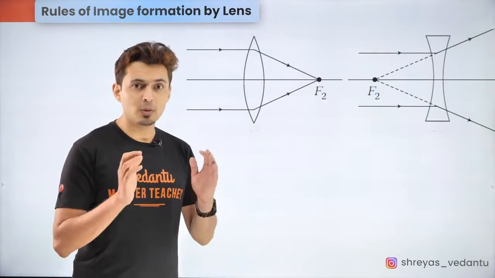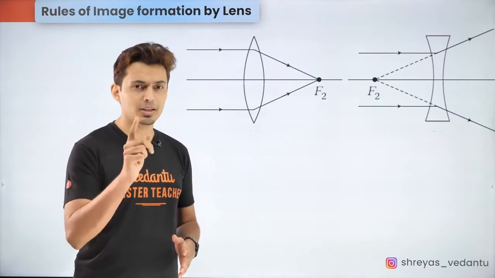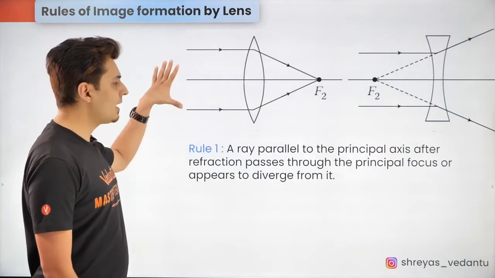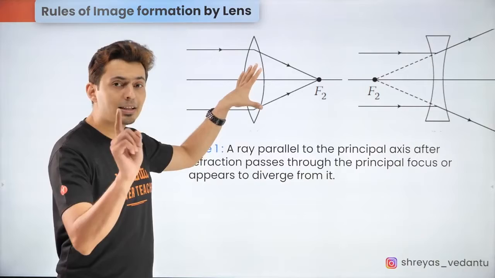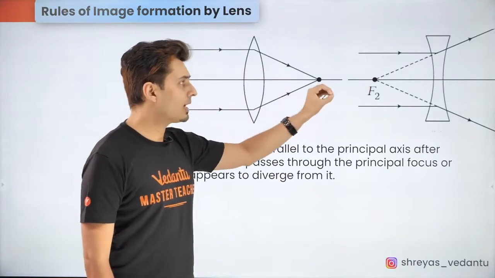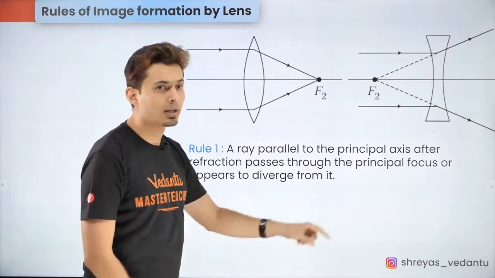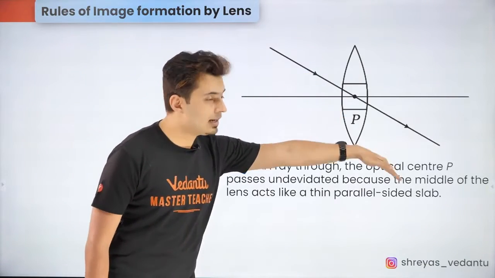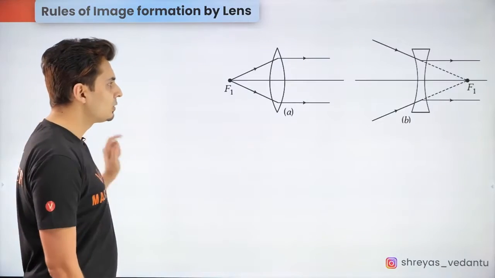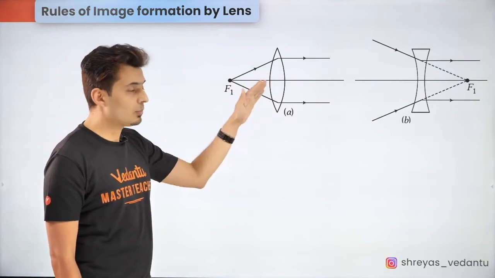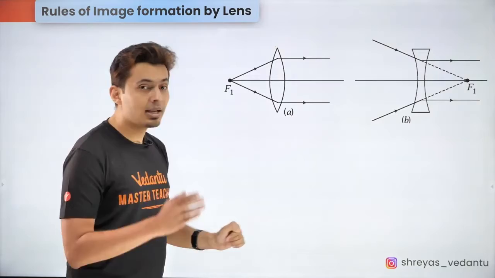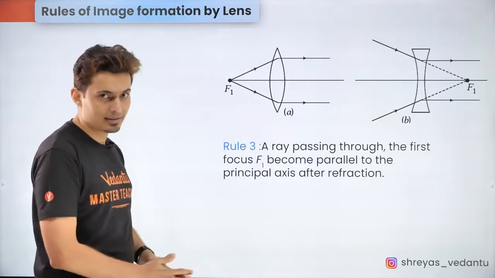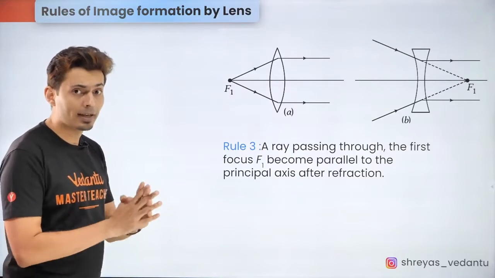Just like you had rules for locating the nature and the location of the image in case of mirrors, similarly there are very simple rules in case of lenses as well. The first rule says that when you have rays which are parallel to the principal axis, then they meet at a particular point for a convex lens, or they appear to diverge from a particular point in case of a concave lens. Now the second rule says that when you have a ray which passes through the pole, then it goes undeviated on the other side. And the third rule is when you have a ray which passes through the focal point or appears to pass through the focal point, then after the refraction, you will see that they will become parallel to the principal axis. This comes from the reversibility principle of light as well.